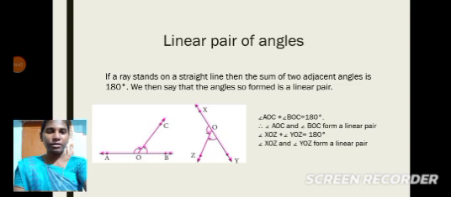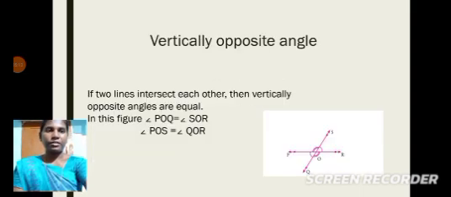For example, now look at the picture. In the first figure, angle AOC plus angle BOC equals 180 degrees. Therefore, angle AOC and angle BOC form a linear pair. Now consider the second figure: angle XYZ plus angle YYZ equals 180 degrees. Therefore, angle XYZ and angle YYZ form a linear pair.